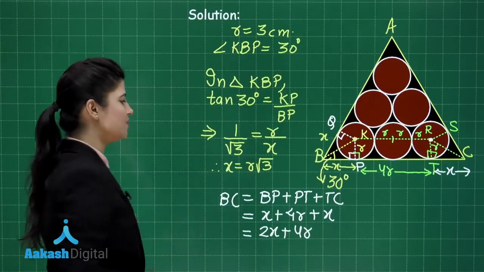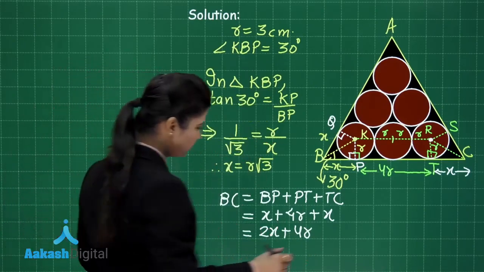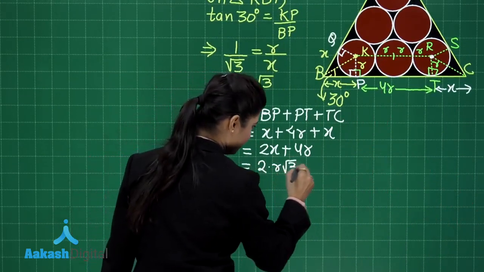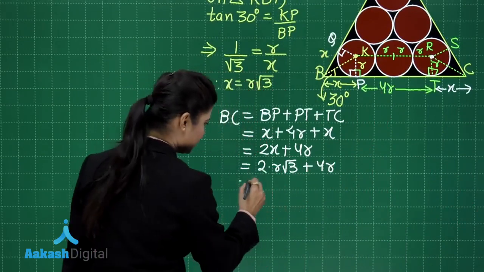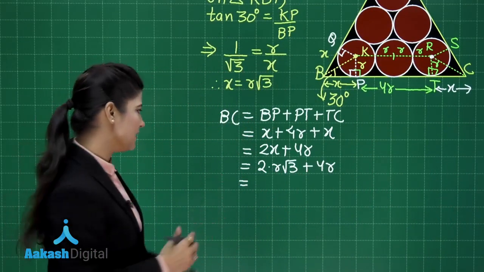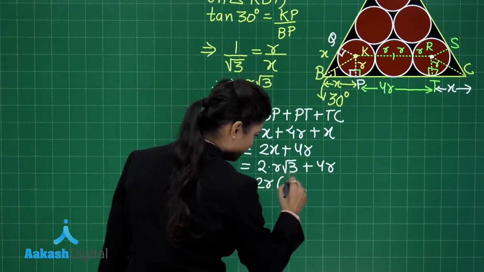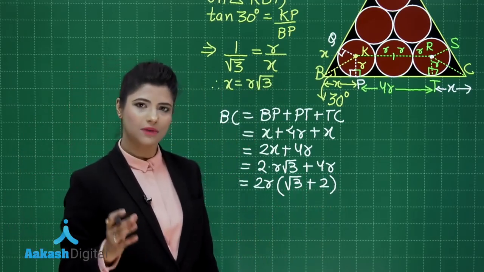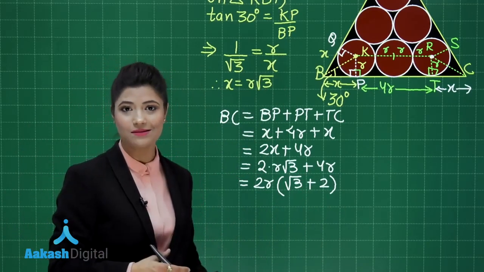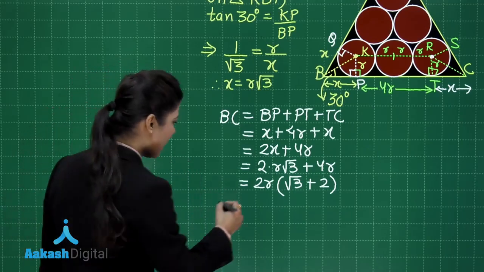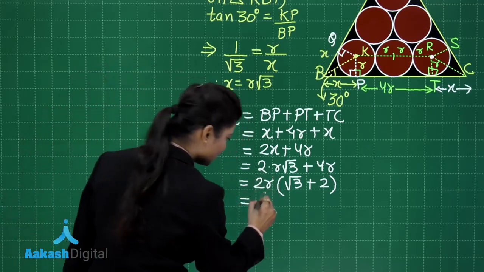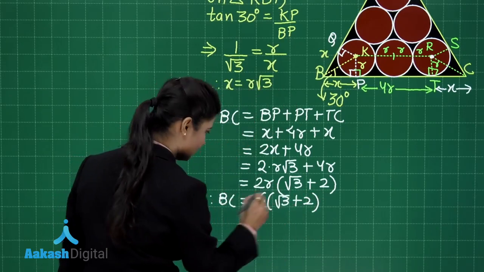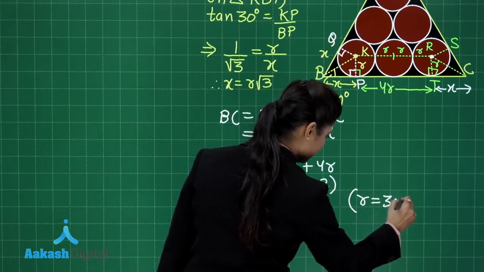Now I am already aware with this value of x, x is r root 3. Let's substitute that. Here x is equal to r root 3 plus we have here 4r. Not just that, what could be taken as common from both of these? We can very well take here 2r as common, which results here root 3 plus 2. Okay? And talking about r, in the question itself it was provided that we have 6 circles here of the radius 3 centimeter. That means r is 3. So when you substitute r as 3, you get here 6 into root 3 plus 2 as the side BC, because here we have radius equal to 3 centimeter.